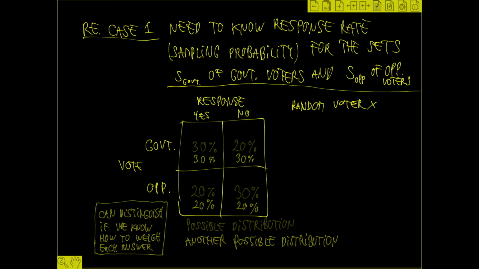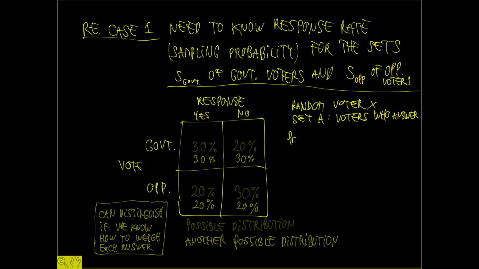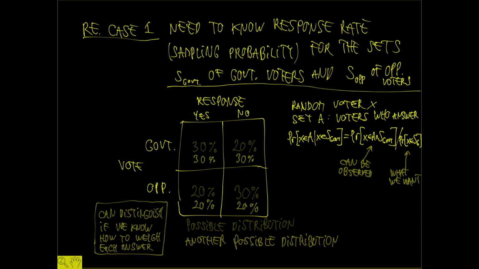Let's consider a randomly selected voter X and the set A of voters who respond to the call. By definition, the probability that X is in A, given that X is a government voter, is the probability that X is in A and a government voter divided by the probability that X is a government voter. The former of these two is what we can observe. The latter is what we want to estimate. So if we have an estimate or know the ratio on the left-hand side, well, then we can compute what we want from what we can observe.